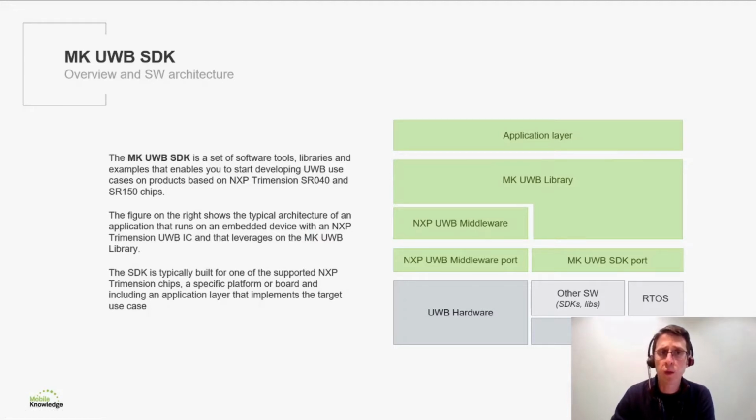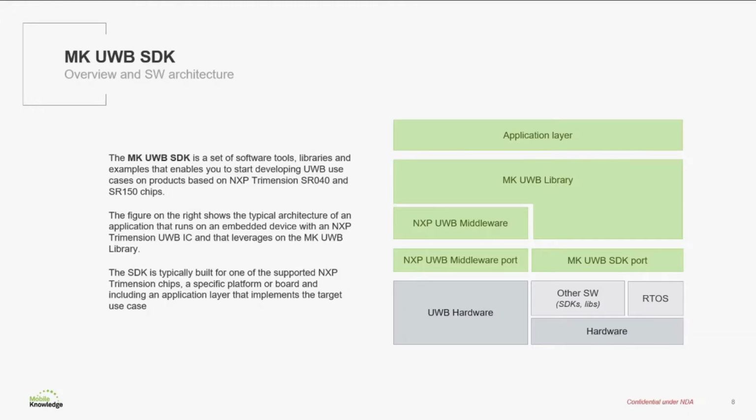The MK UWB SDK is a set of software tools, libraries and examples that enables you to start developing UWB applications and products that use NXP Trimension, SR040 and SR150 UWB chips. A typical application based on the MK UWB SDK has an application layer that implements the business logic specific to the use case or to the product.